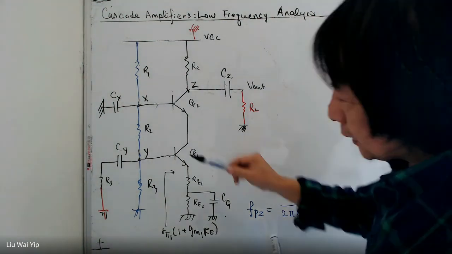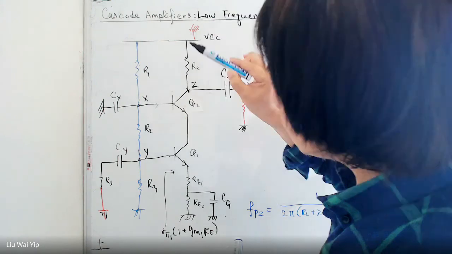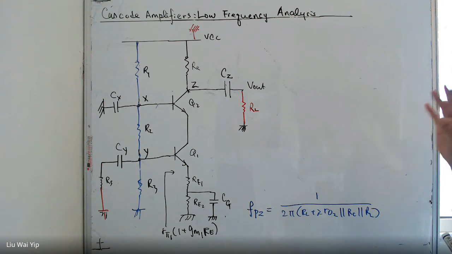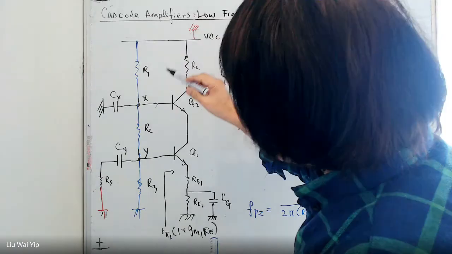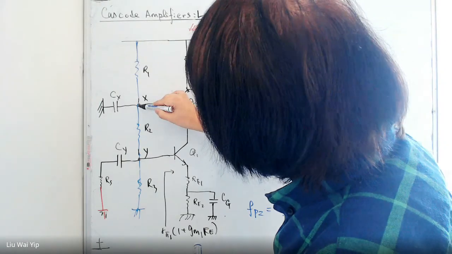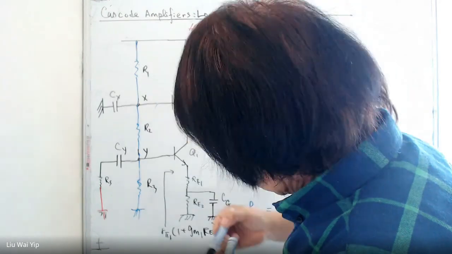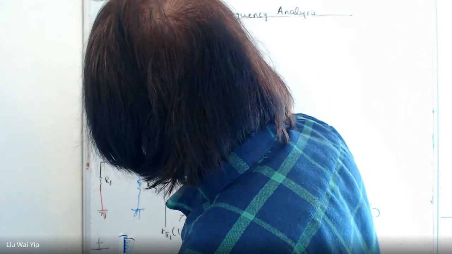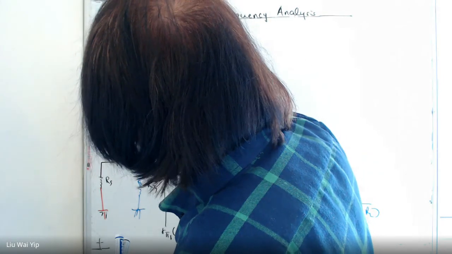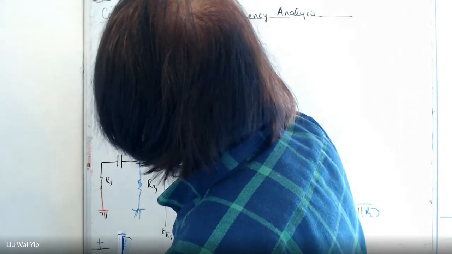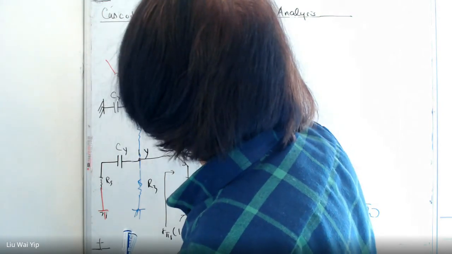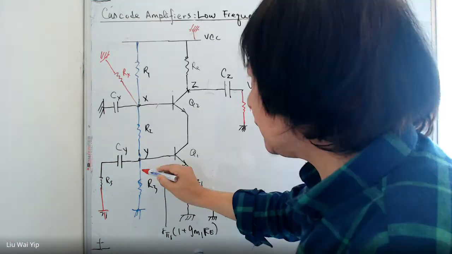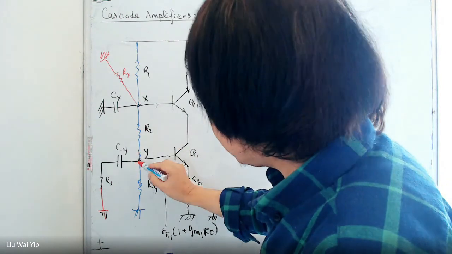But the only thing that is tricky is R2. How are we going to treat R2? We can use the Miller effect. Now we have this one, and we are going to resolve it into two resistances connected to the ground. So this one is Rx, and this one is connected to the ground. And here we are going to do the same. We are going to resolve it.